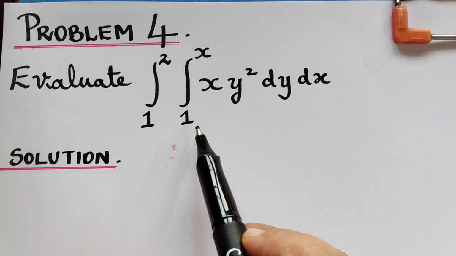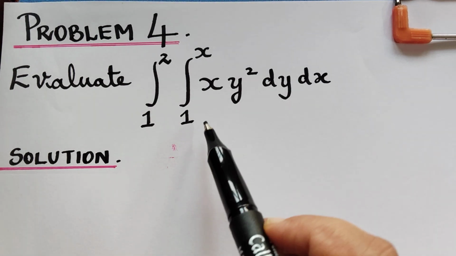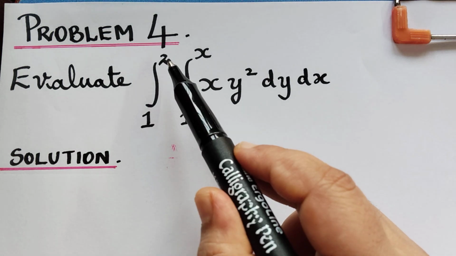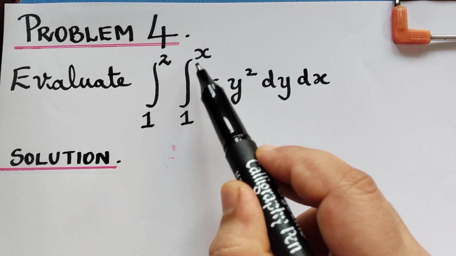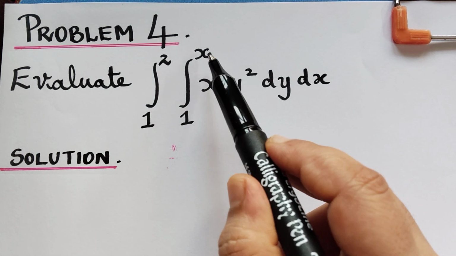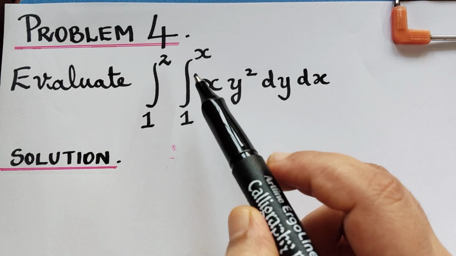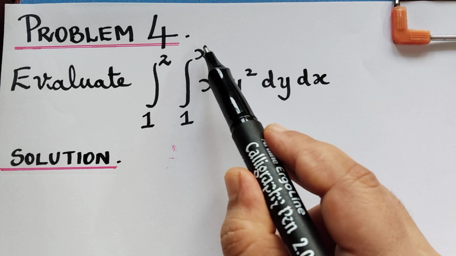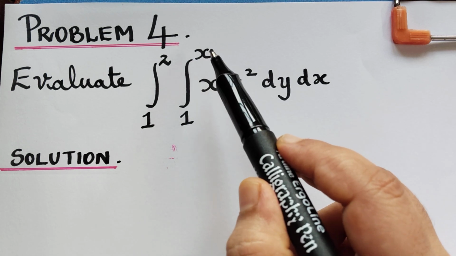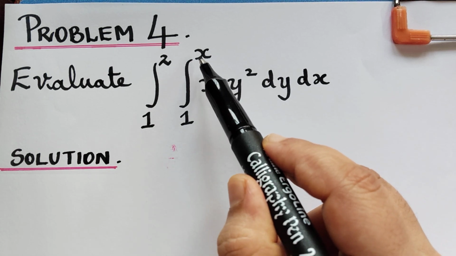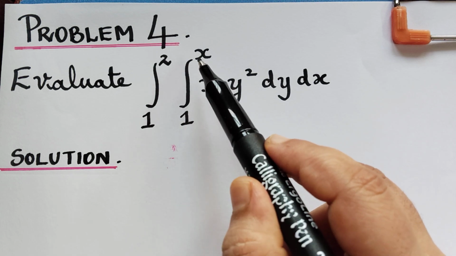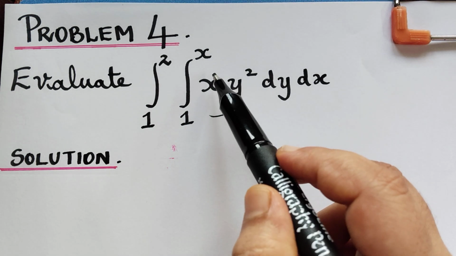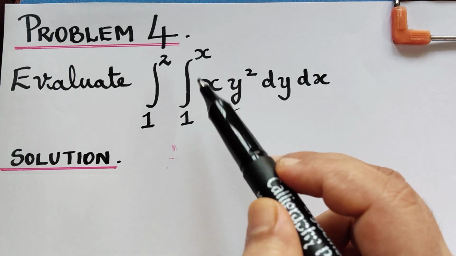As I told you before, we have to first check the limits. When we check the limits, we see that the first integral is independent of the variable, whereas the integral which is inside, that is 1 to x, is dependent on x. So here one of the limits is a variable, and that variable is x. Whenever you have an integral with a variable limit, you have to integrate it with respect to the other variable.